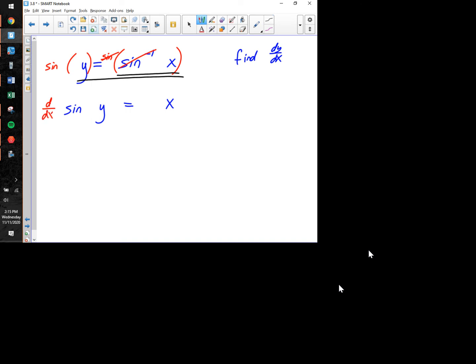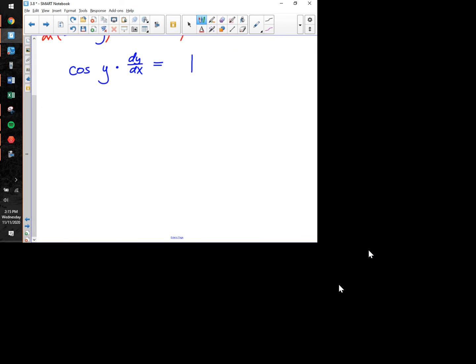Let's differentiate both sides of this equation with respect to x. Okay, left side. The derivative of sine of any angle is cosine of the same angle multiplied by the derivative of y with respect to x, chain rule, equals the derivative with respect to x of x, which is just 1. Now our goal here, as always, is to find dy/dx. So to get dy/dx by itself, we would divide both sides by the cosine of y.